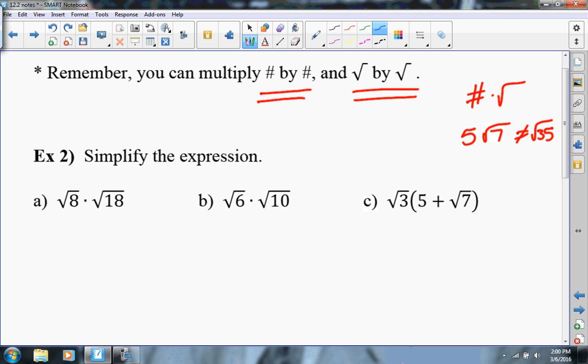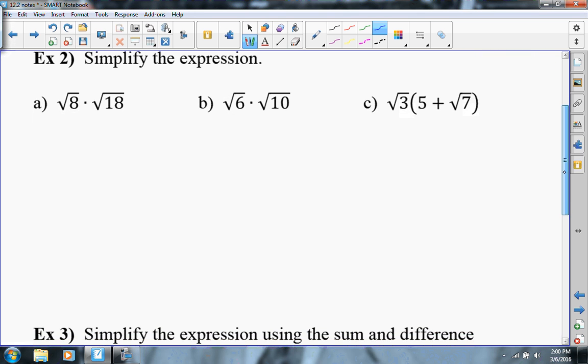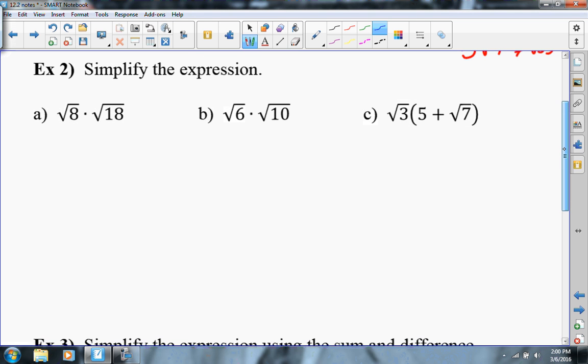So in part A here, we have a square root times a square root. We have the square root of 8 times the square root of 18. So I'm going to multiply 8 and 18 together. So 8 times 18 is 144. So now I have one big square root. It's the square root of 144. Now that's a perfect square, and the square root of that is 12. And that's what we want to happen every single time, if at all possible. We want to be able to multiply our radicals together, get a big radical that's a perfect square, and then we can take the square root of it. But that doesn't always happen.